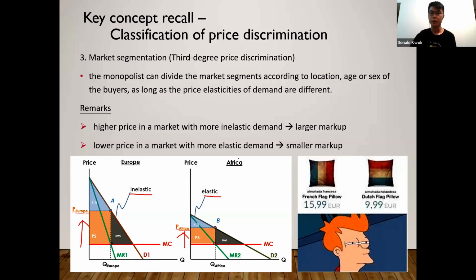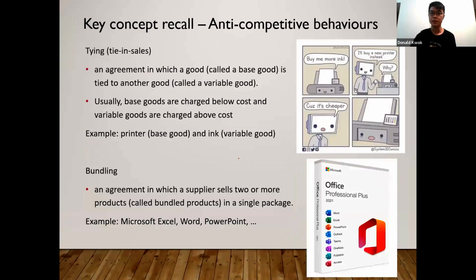Right, so that's all about the types of price discrimination. And we have some anti-competitive behaviors here, tying and bundling. Tying is an agreement in which a good is tied to another good. Usually the base good will be charged below cost, while the variable good will be charged above cost. And we have the second type called bundling, which is an agreement that suppliers sell two or more products in a single package. So let me take this opportunity to make clear the differences between tying and bundling.